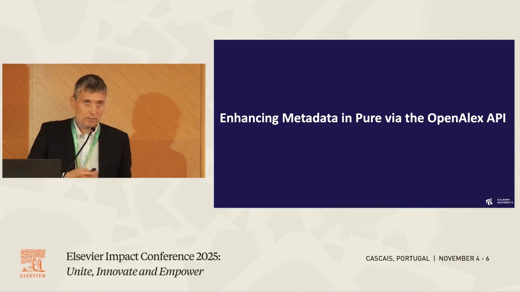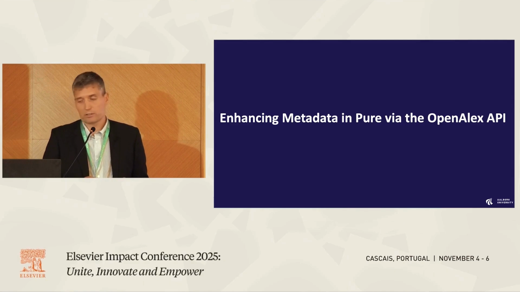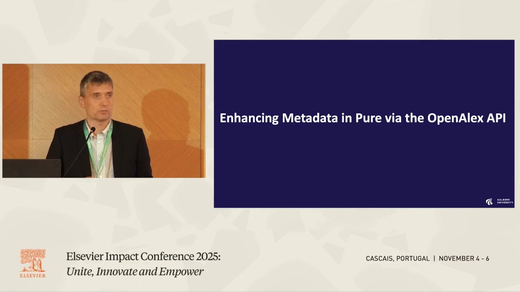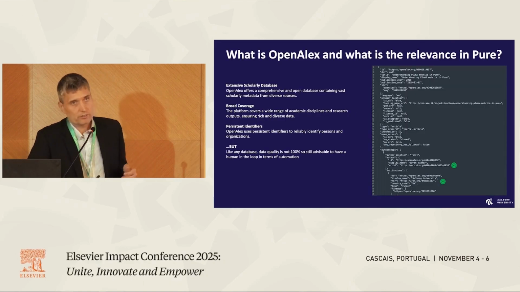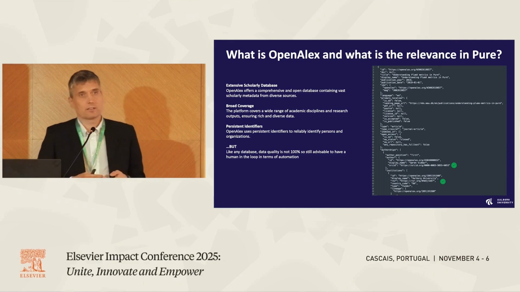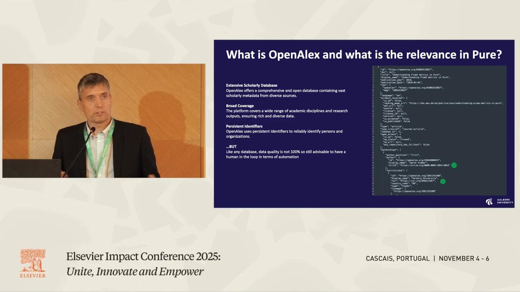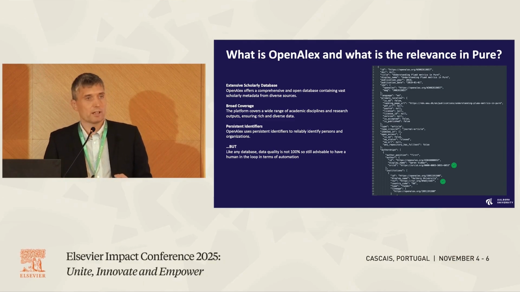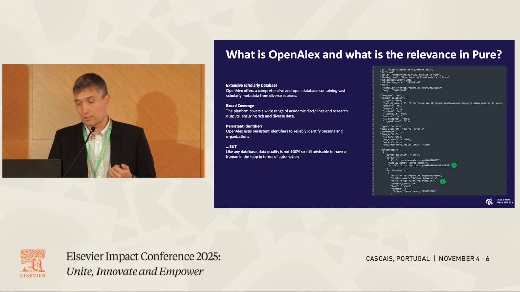That was a bit about ROR and how we use that to maintain external organizations. Next up is a bit on OpenAlex and how we can use that to improve data quality in Pure. For those of you who don't know OpenAlex, it's an open scholarly database which gets data from various sources. It has a pretty broad coverage in terms of disciplines, and it uses a wide variety of persistent identifiers like ORCID, ROR, DOIs, and so on.